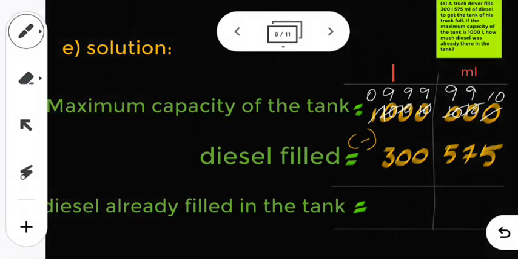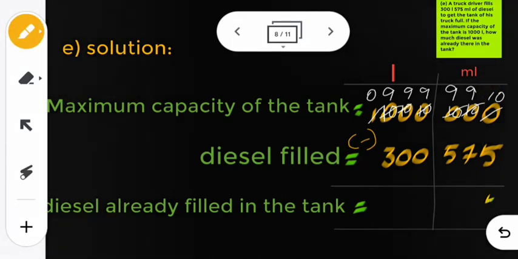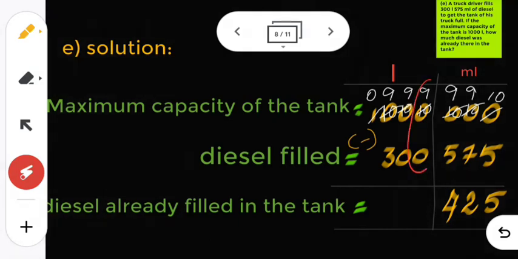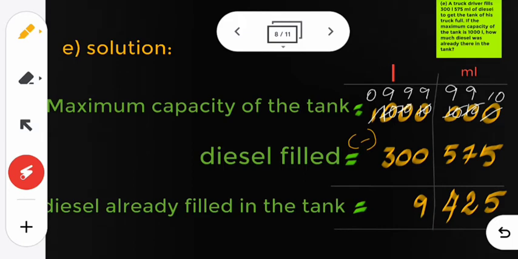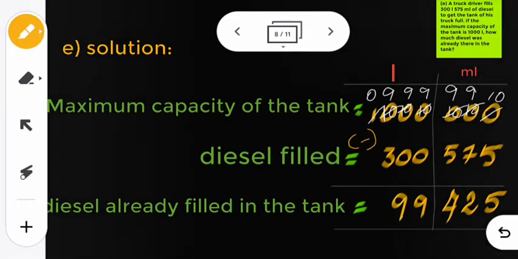Okay, now let's start the calculation. 10 minus 5, 5. Next, 9 minus 7, 2. Then 9 minus 5, 4. Then 9 minus 0, 9. 9 minus 0 is not 0. Okay, 9 minus 0 is 9. Again 9 minus 0, 9. Next 9 minus 3, 6.